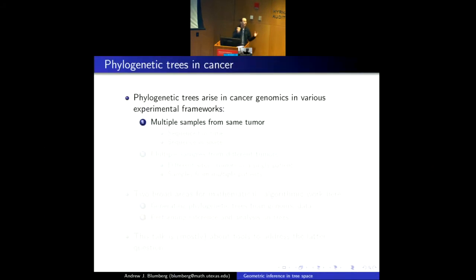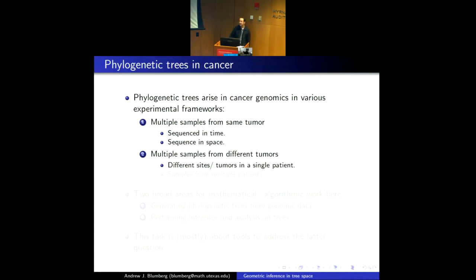You can think about taking multiple samples from the same tumor, either sequenced in time, across treatment, or sequenced in space, or different sites in the patient. And you can think about multiple samples also from different tumors, either from spatially heterogeneous samples from a single tumor or single patient, or even samples from multiple patients. And in all these cases, you produce a phylogenetic tree from the underlying genomic data.